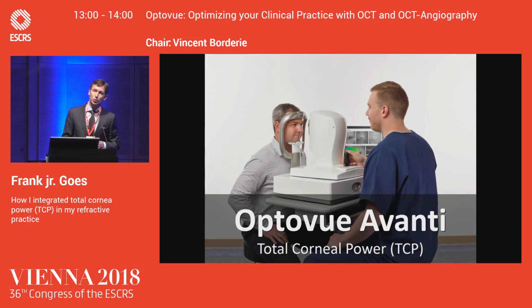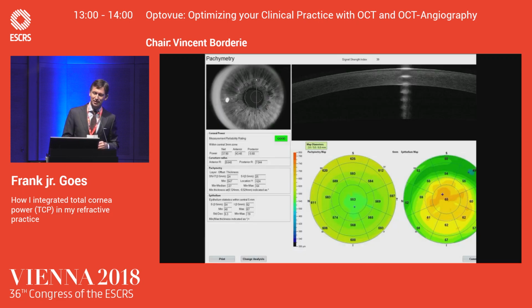You can do it in different ways. You can do the calculation like we all did the last 10 years, doing a topography and use these measurements and adapt your formulas, or you can just measure the front and the back side of the cornea, which you can do with the recent advancements like the OCT. And the Optovue Avanti OCT has a cornea module with the TCP, the total corneal power possibility, that you can use to measure the front and the back side of the cornea and use these data to do the calculation of the lens. So this gives you an example of the information that is given to you by the OCT.